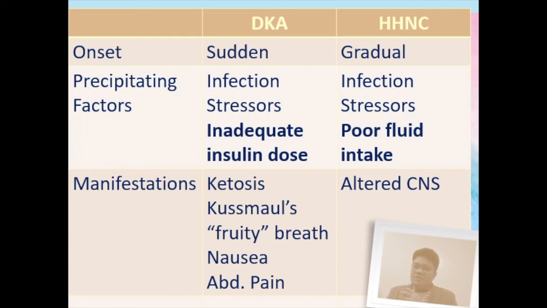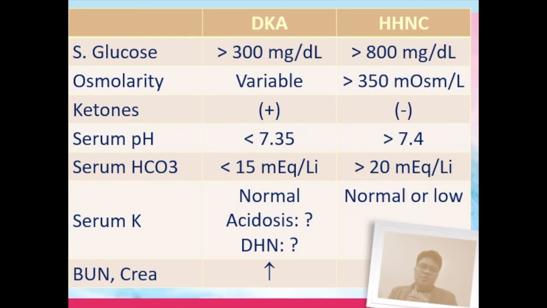Okay, but for the manifestations, class, okay, the main difference there would be that one. Okay, in your DKA, class, your patient is manifesting with ketosis. There is Kussmaul's breathing. The breath may be fruity. Plus, the fruity breath is related to the increase of your ketones. Then you have the nausea, abdominal pain, which is related to your ketosis. Okay, both would have altered CNS functioning. Then, for the serum glucose, if you have noticed earlier, for your DKA, class, okay, it's ranging from 300 to 800. But for your HHNC, it may be ranging between 600 to 2000.